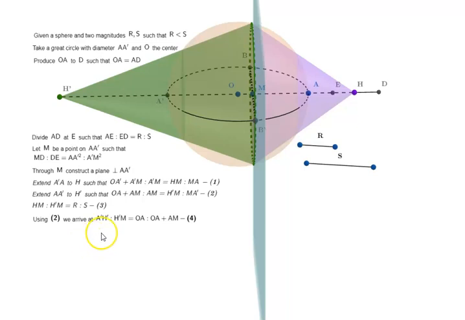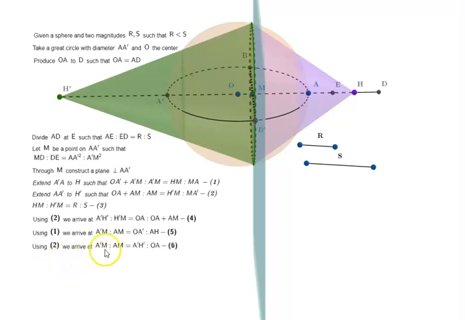A lot of work is there in the PDF book. Here I am just taking the key points from there. Using 2, we arrive at A prime H prime is to H prime M is equal to OA is to OA plus AM. Using 1, we arrive at A prime M is to AM is equal to OA prime is to AH. All the intermediate steps are there in the PDF book.